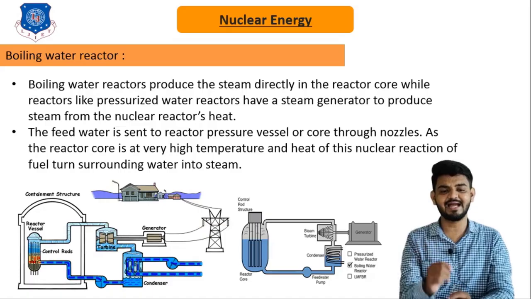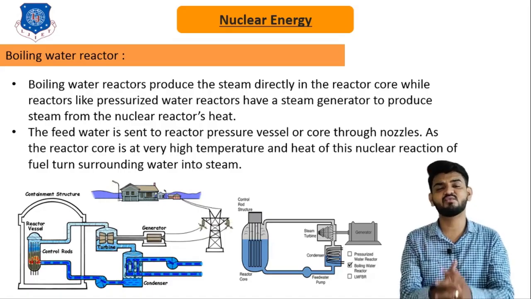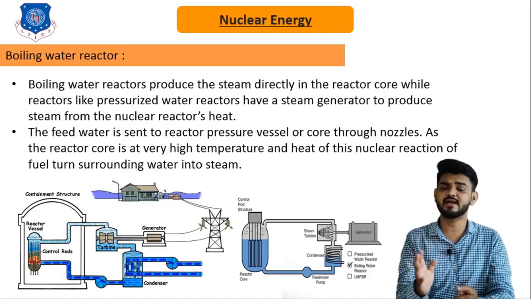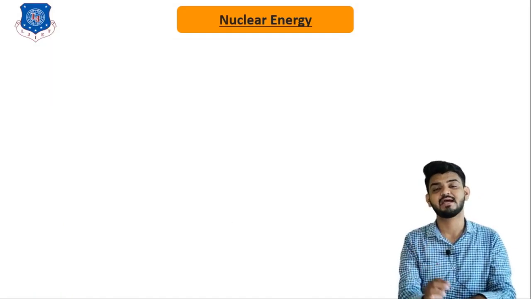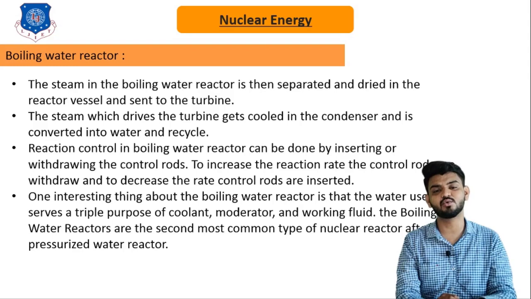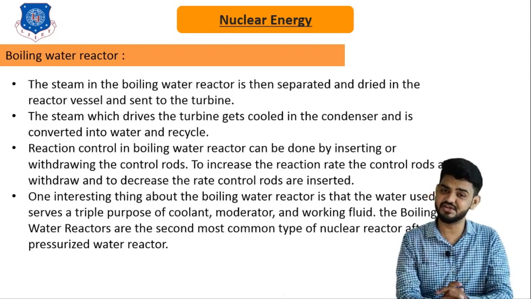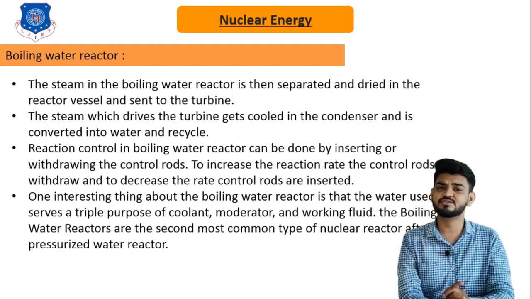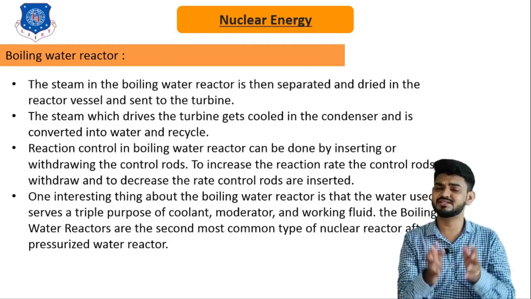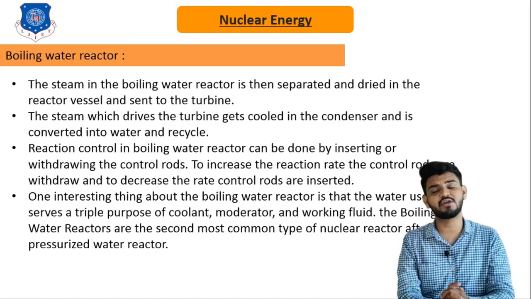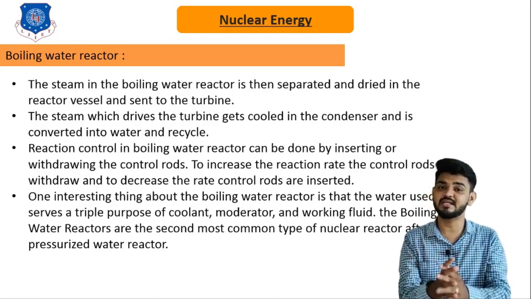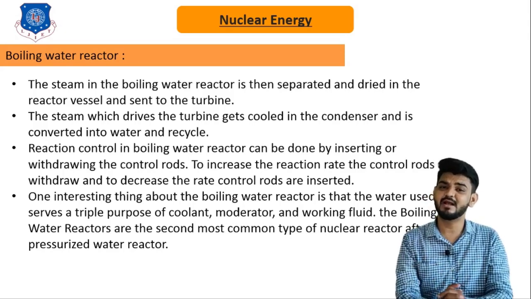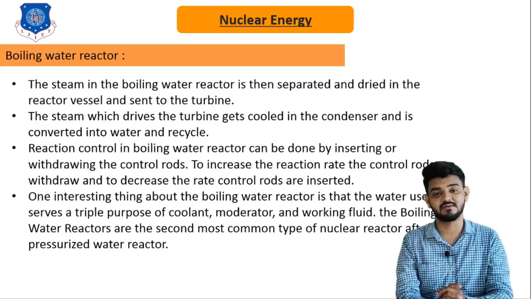So here in the diagram you can also see the working of the boiling water reactor. As the water is converted into steam, this steam is then sent to the separator, and then it is dried and sent to the turbine section to produce electricity. This steam is always dried so that we can remove all the moisture in the steam. So we can reduce the corrosion of such bulky parts in the turbine section.